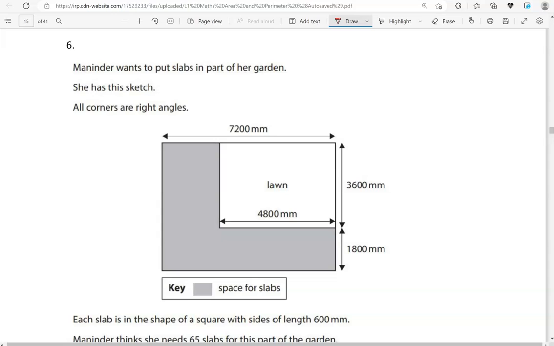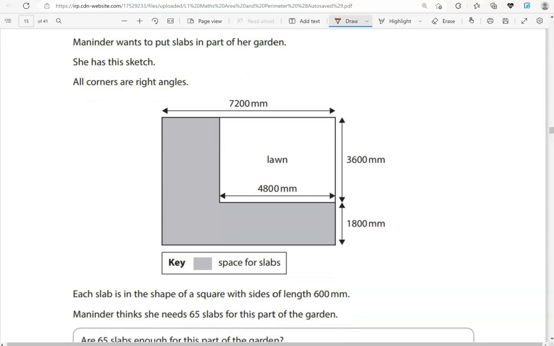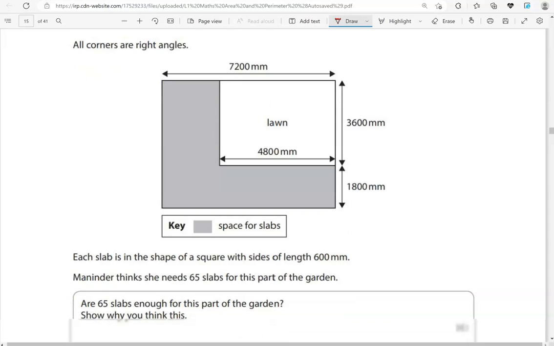Maninda wants to put slabs in part of her garden. She has this sketch. All corners are right angles. Each slab is in the shape of a square with sides of length 600 millimeters. Maninda thinks she needs 65 slabs for this part of the garden. Are 65 slabs enough for this part of the garden? Show why you think this. So the space for the slabs is shown in grey. Each slab is in the shape of a square with sides of length 600 millimeters. And we've got the dimensions here given in millimeters.